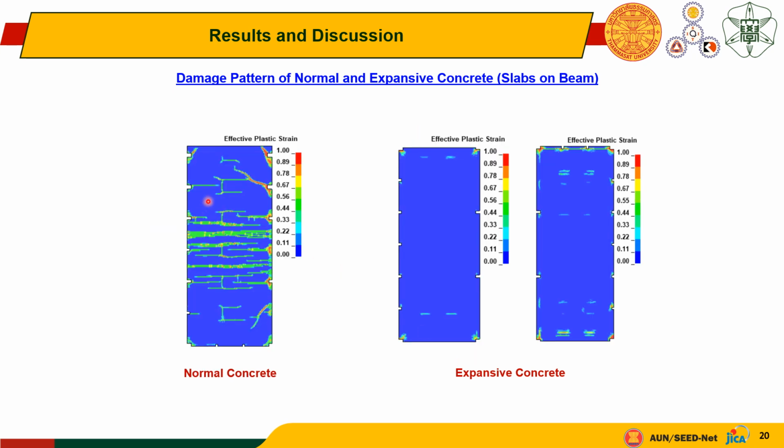This is another example of the damage pattern of normal and expansive concrete for slab on beam. This is normal concrete, and this is expansive concrete. We have two different expansive concretes because we use different types of expansive agent. But we can see that in normal concrete, the damage pattern, the cracking, is more severe than the cracking in the expansive concrete. So based on this result, we can conclude that expansive concrete is sufficient to prevent shrinkage cracking.